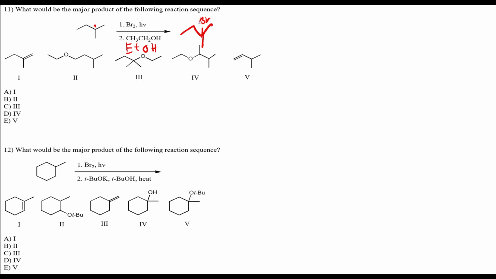Okay, so what happens is that this bromine comes off, makes a positive carbocation. The ethanol is attracted, he's attracted. He goes there.